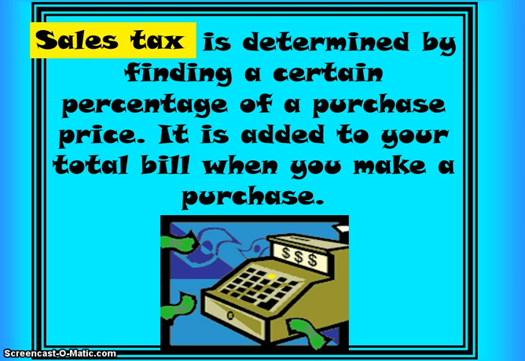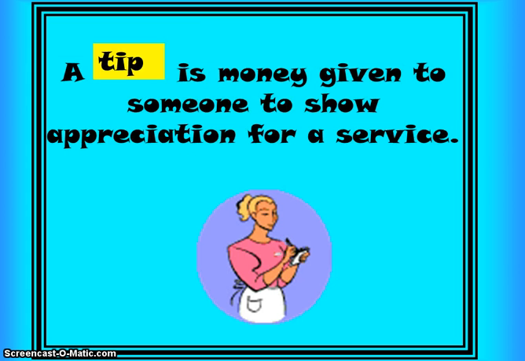So this is applied anytime you buy something at a store, and sales tax is determined by finding a certain percentage of a purchase price, and they add that to your total bill for when you make your purchase. We'll also be looking at tips here real quick. A tip is how you can show your appreciation if you get good service. For example, a waitress at a restaurant gives you good service, you can give her a tip.